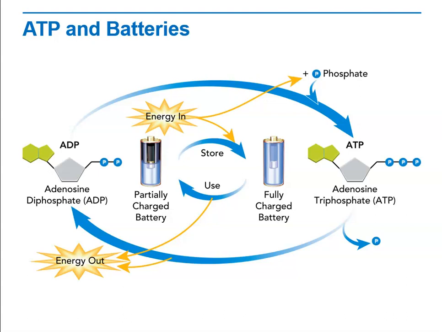In this sense, ATP and ADP act like a rechargeable battery. When it's fully charged, it's ATP, and holds a lot of energy. When it's partially charged, it's ADP, has some energy, but more energy can be added to it.